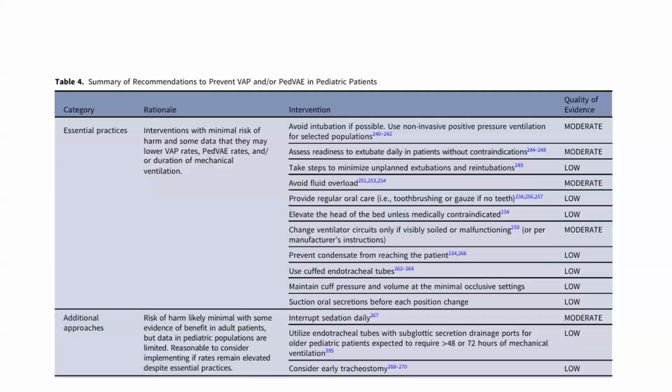Hello everybody. Today we are going to discuss care bundles in ICU. First, we will discuss the VAP bundles. These are the essential practice guidelines from the SHEA guideline.